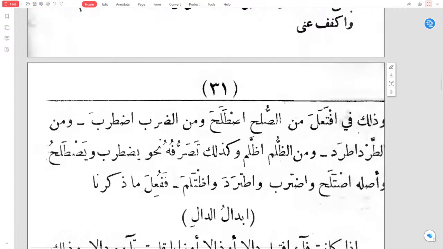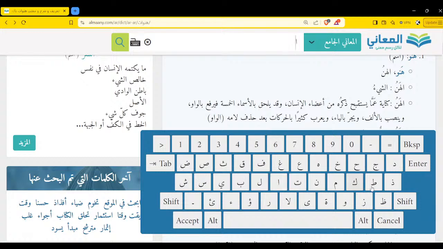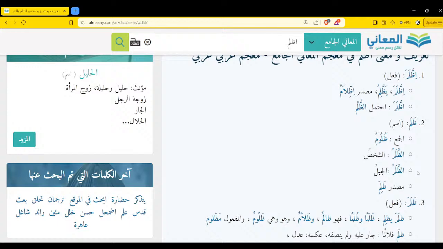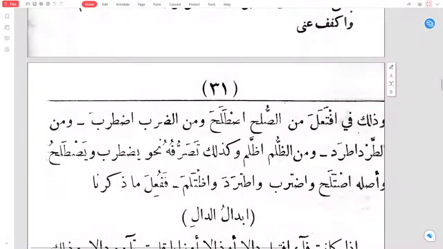Now, what is the meaning of اظطلم itself, and how is it different to ظلم? ظلم means to oppress. What does اظطلم mean? So let's check here. Give me a second. اظطلم. Enter. بسم الله. احتمل الظلم, to be oppressed or to take oppression, to be one who handles and takes oppression. It's almost a transitive form of the verb.